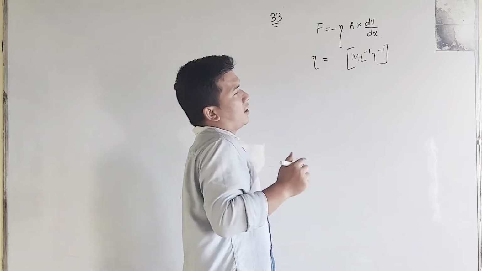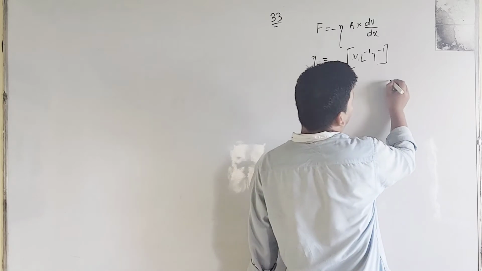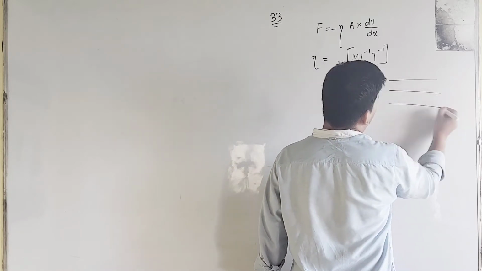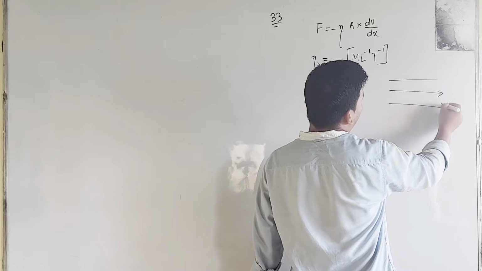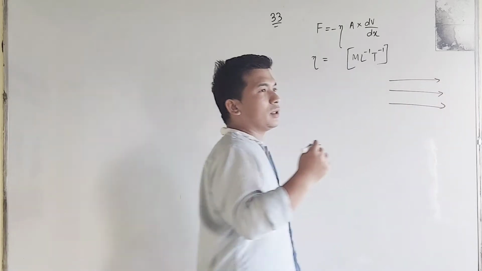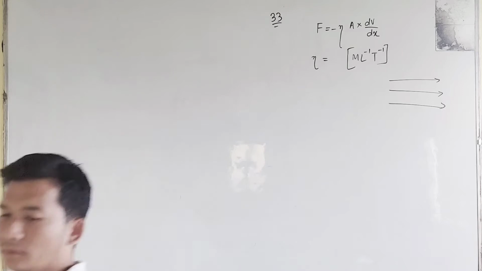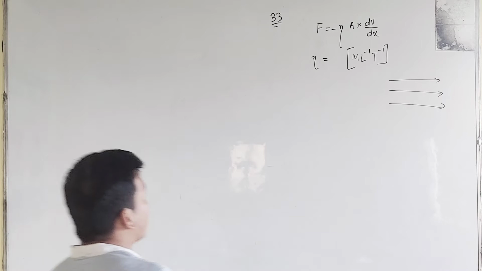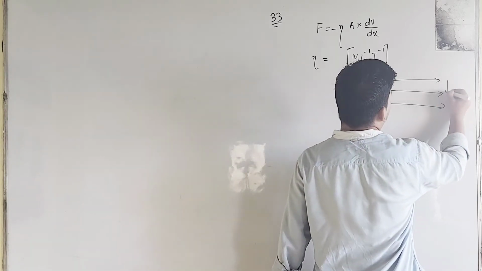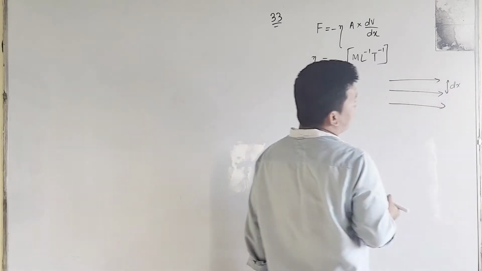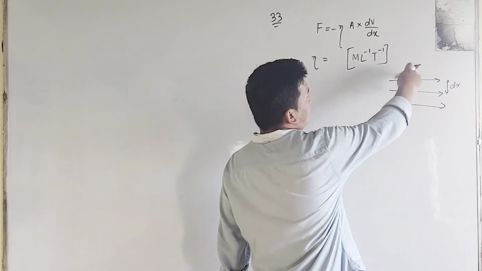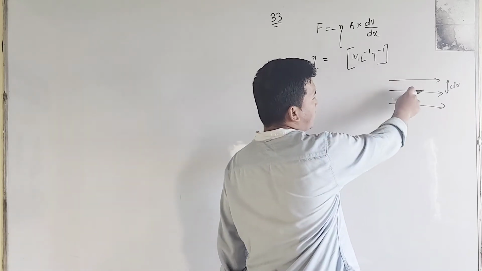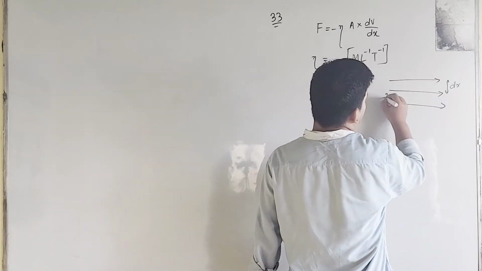If we consider any viscous medium, that means if we consider the flow of liquid, then this liquid flow will be in the form of layers. Liquid will flow in the form of layers, and if two layers are considered to be separated by a distance dx, which one will move faster? This is the second layer, this is the first layer.